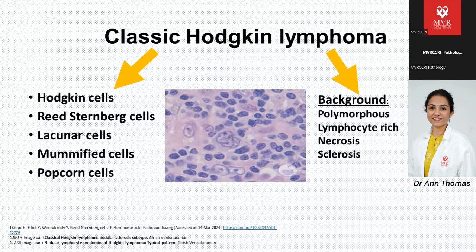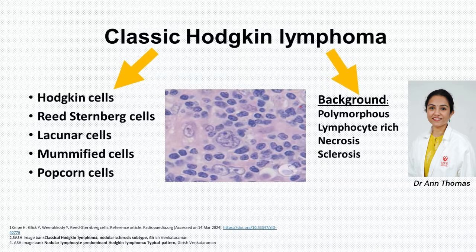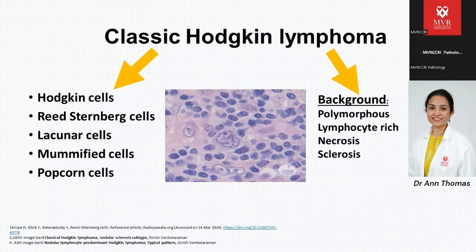So multiple cores were taken, multiple attempts made, but all we get is sclerosis, because the most common subtype of Hodgkin lymphoma in a mediastinum is nodular sclerosis. So in the sclerotic background, we should look very carefully for whether amongst the sclerosis there are any scattered Hodgkin-like cells, which will help us to make a diagnosis. So the background is very, very important in Hodgkin lymphoma.